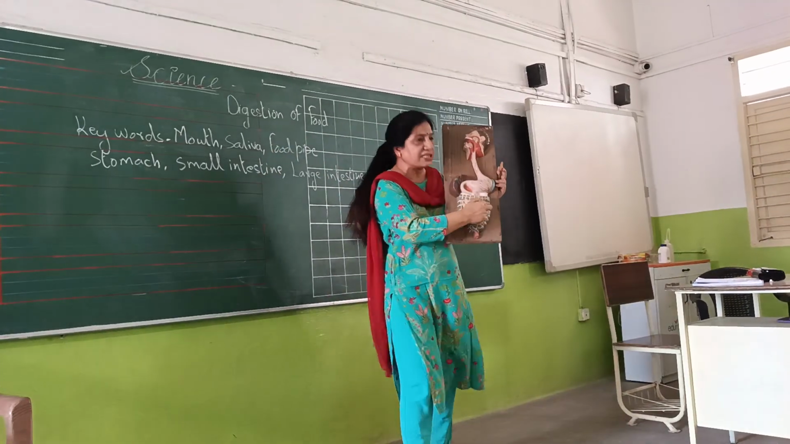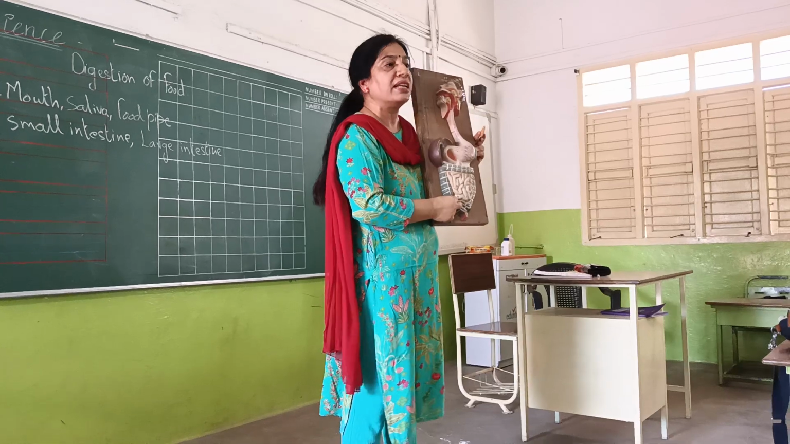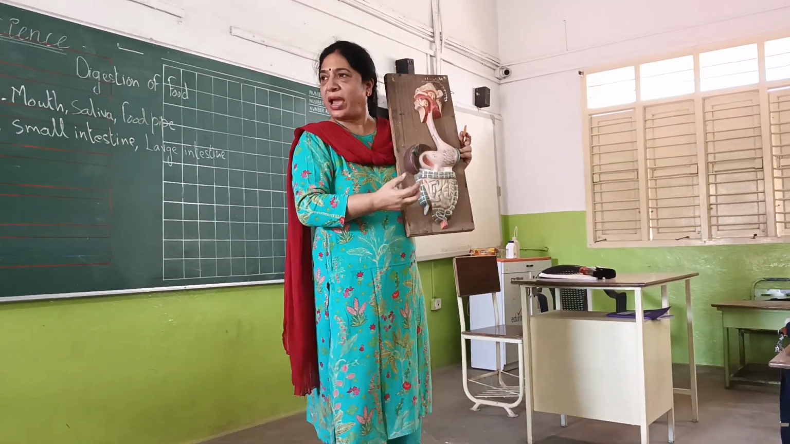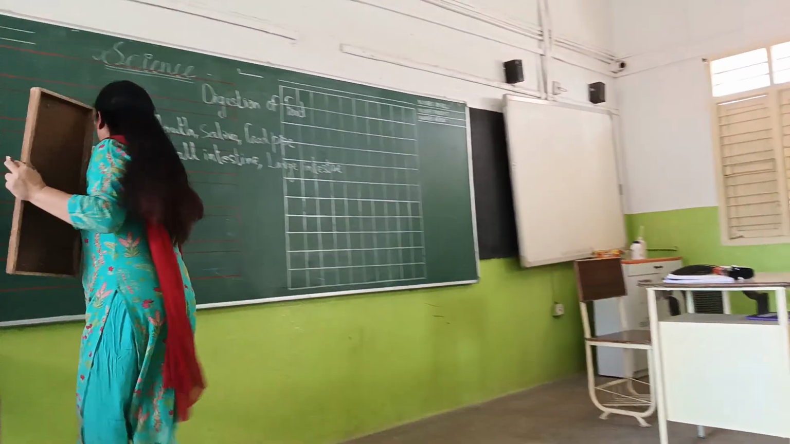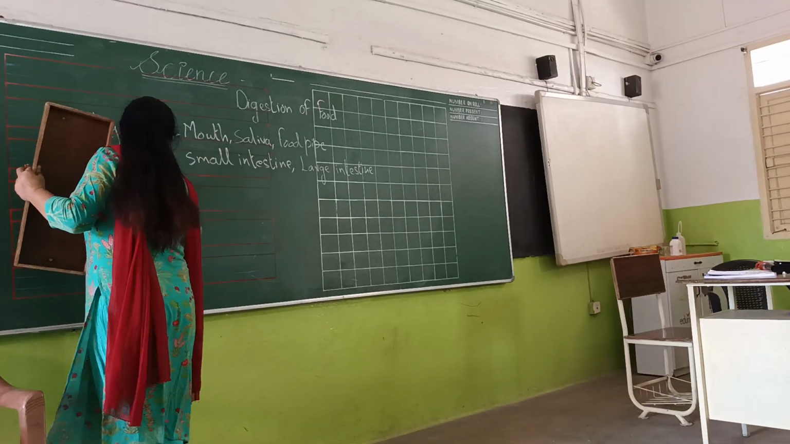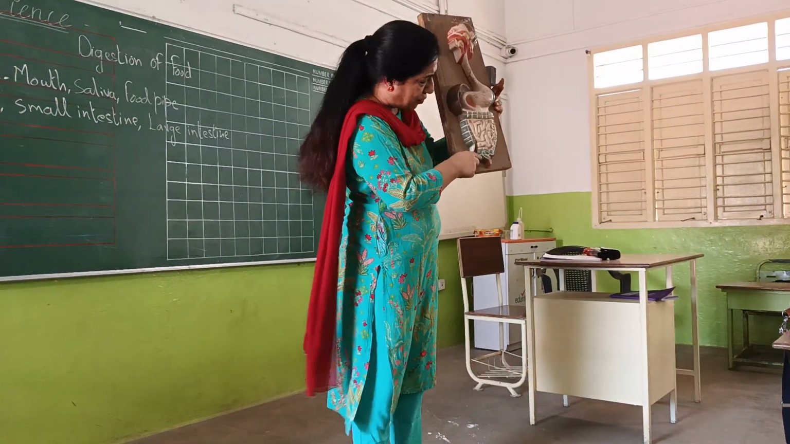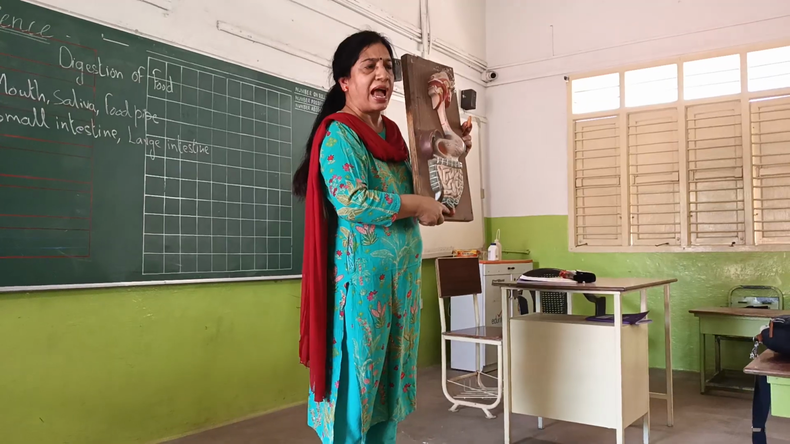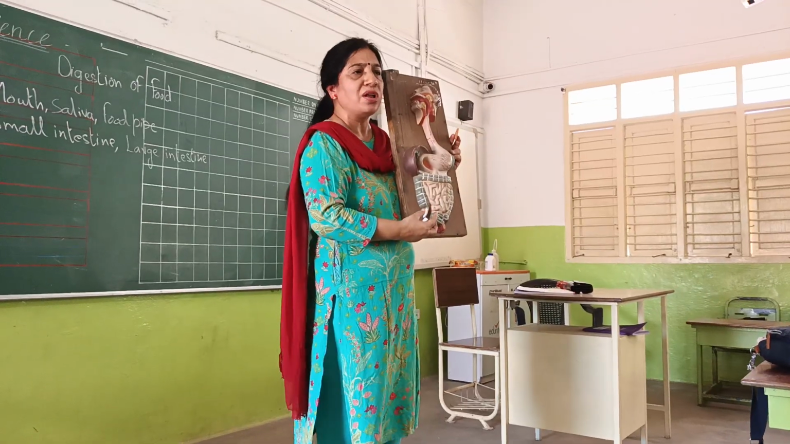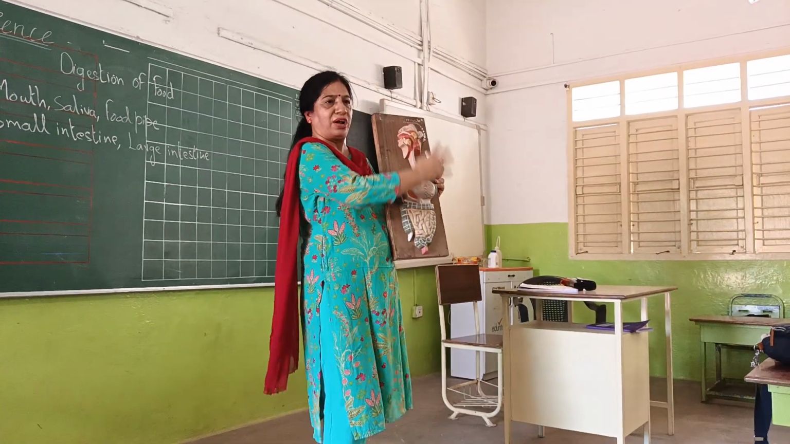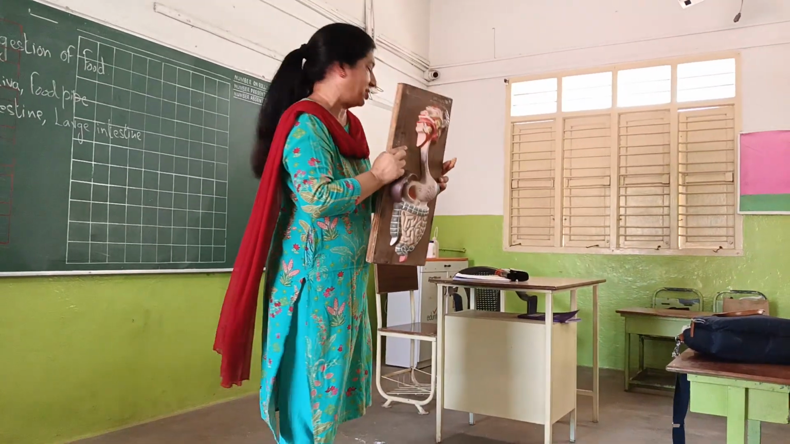Now, the process doesn't end over there. From the large intestine, the food goes to the rectum. Where does it go? It goes to the rectum, where the rectum stores the undigested food, and from the rectum, it moves into the anus. And from the anus, the undigested food comes out. So what do you think this whole process is? Process of digestion.